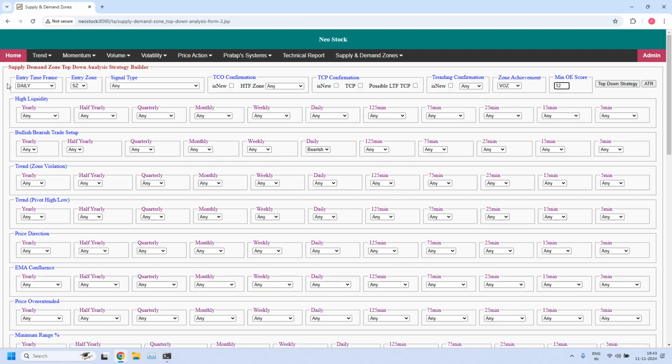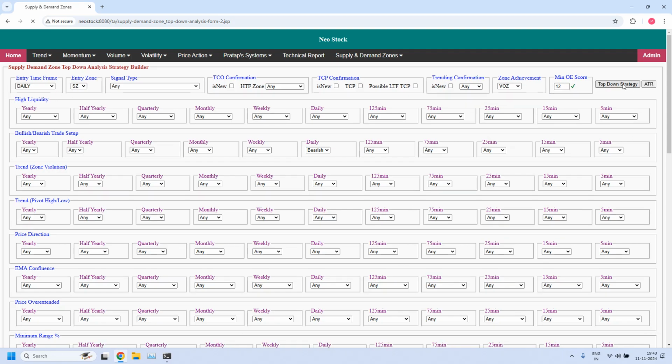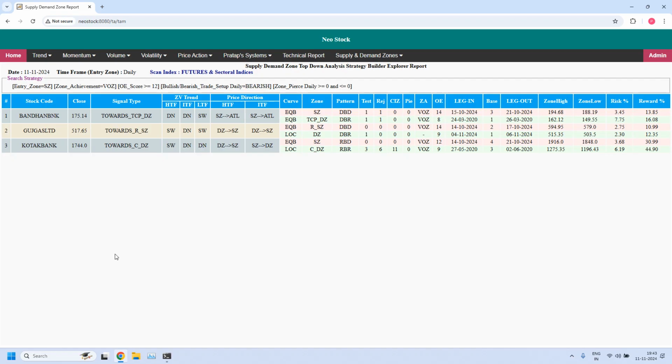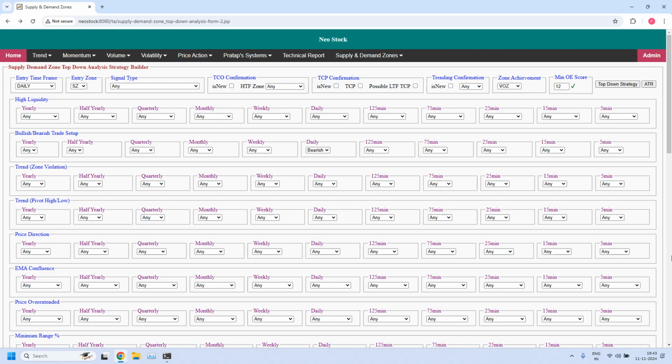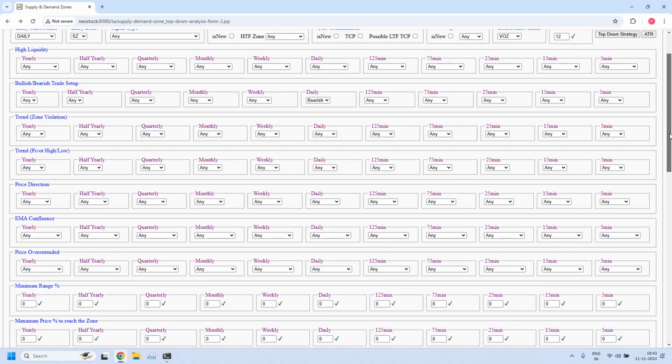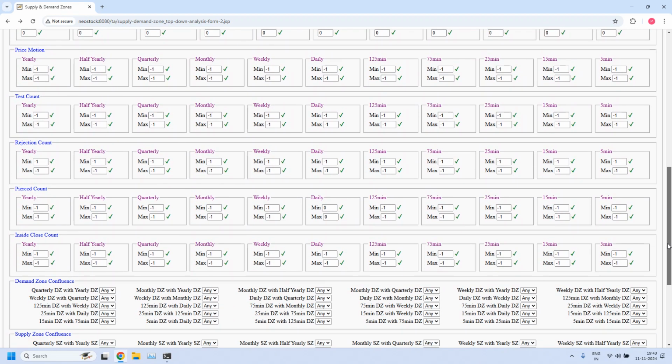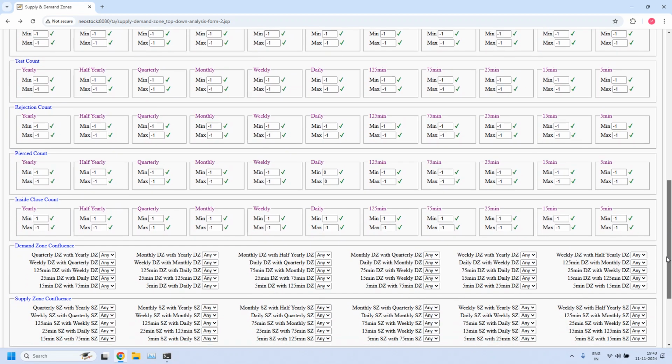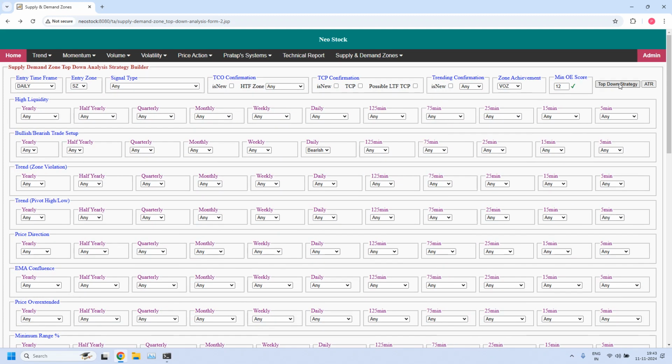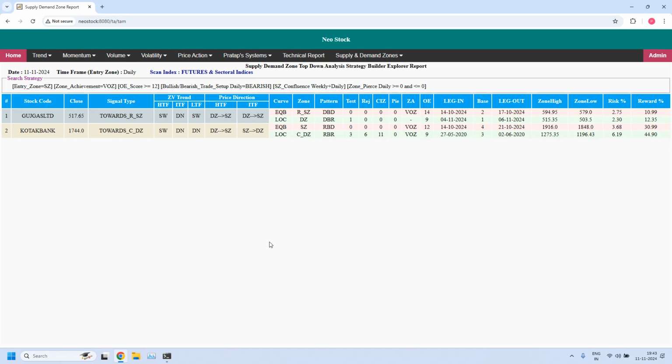All three filters are applied to daily supply zone. We got 3 stocks. In these 3, how many high probability setup stocks are available? Let's verify. Based on ITF, LTF and ITF supply zone confluence. That is a daily supply zone with weekly supply zone confluence. Let's filter. Out of 3, we got 2 stocks. These 2 are high probability setups.